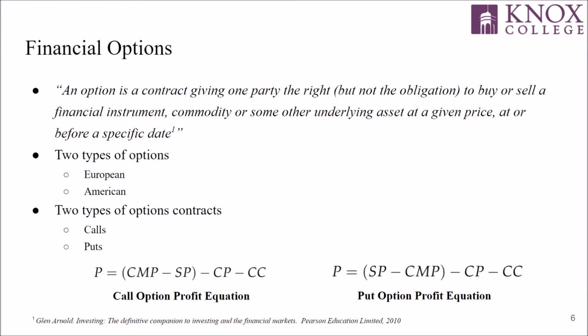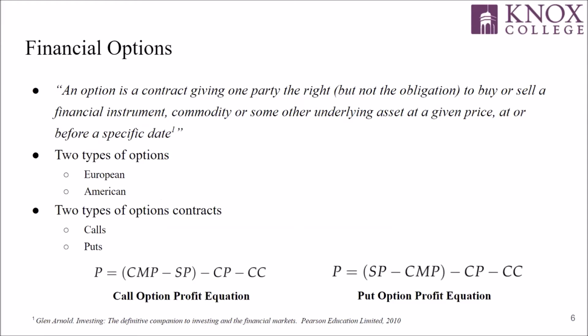Let's have a look at what are financial options. An option is a contract that gives one party the right, but not the obligation to buy or sell a financial instrument, a commodity, or some underlying asset at a given price at or before a specific date. Now that's a pure definition of what an option is. There's two main types of options that we have. We have what's called European options and American options.